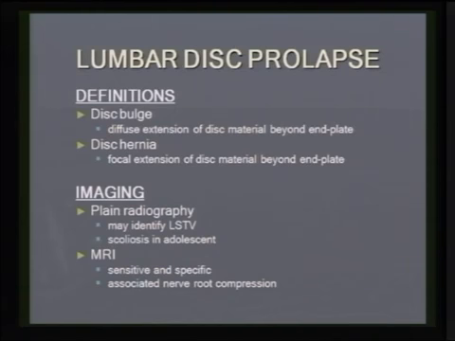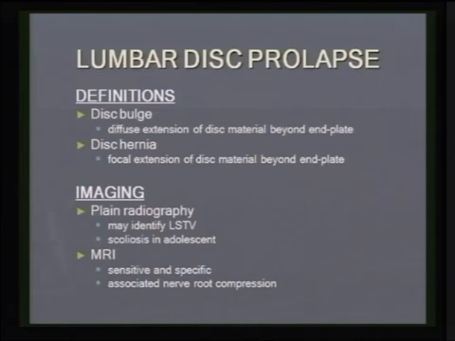Plain film has little role to play, but it may identify an abnormality of lumbosacral transition, which is very important in terms of numbering the level of a disc prolapse. Still, probably one of the commonest mistakes made in spinal surgery is to operate on the wrong level. And commonly these patients have an abnormality of lumbosacral transition, so this has to be clarified in some way.